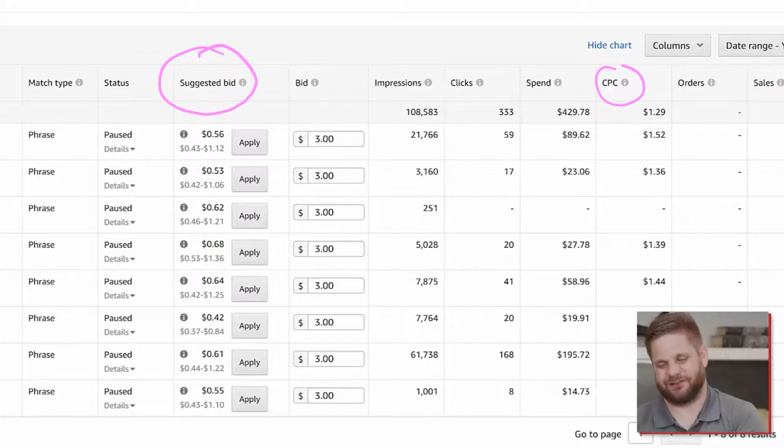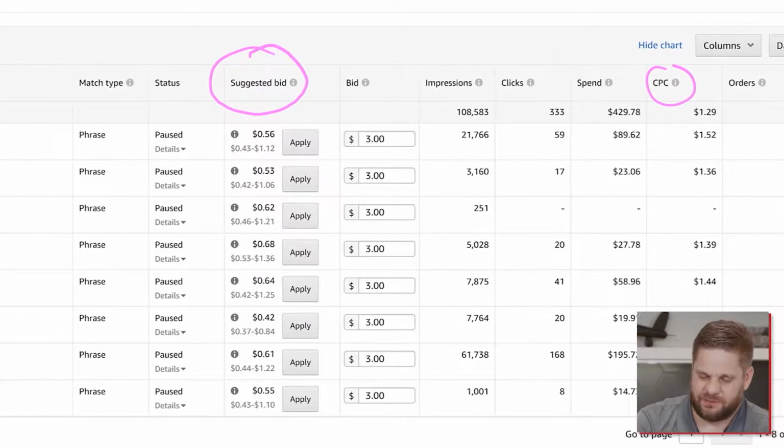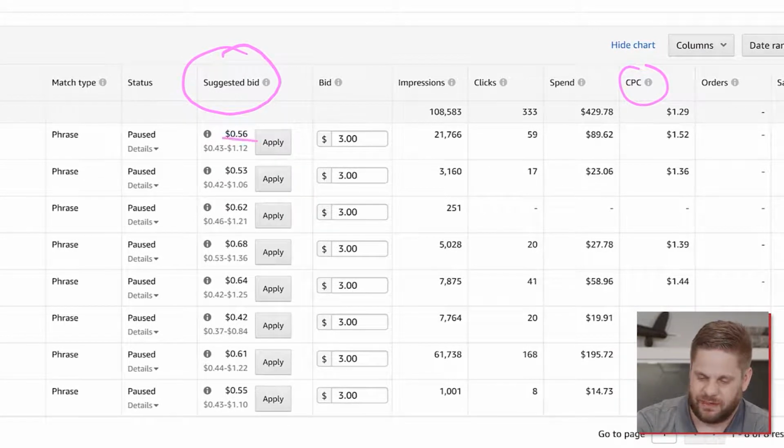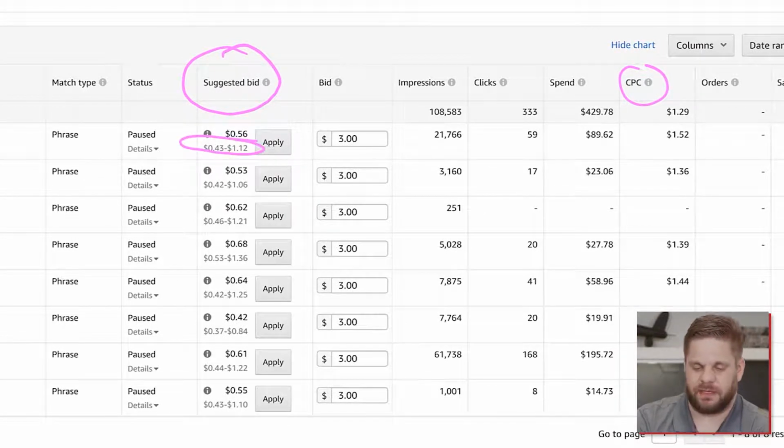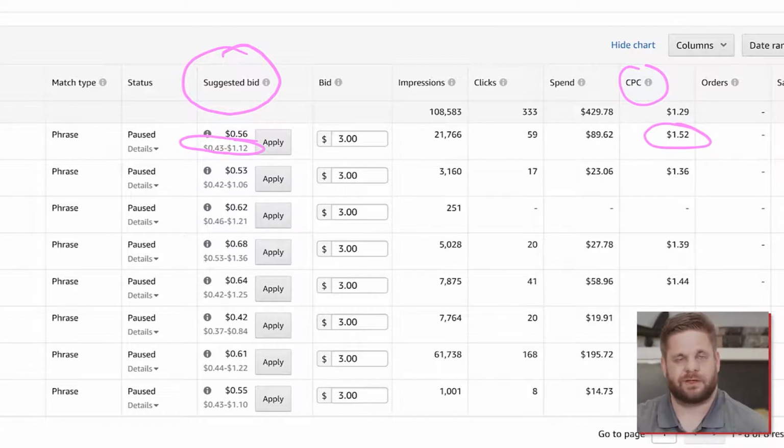Yeah, this is a really, really good point. So on this specific keyword, Camp Axe, this top one, Amazon is saying that the bid should be between 43 cents and $1.12. Don't trust this, because you can see that our actual cost per click was $1.52. That means that all these people that are saying you can gauge relative competitiveness based on the suggested bid, look, it's not true.